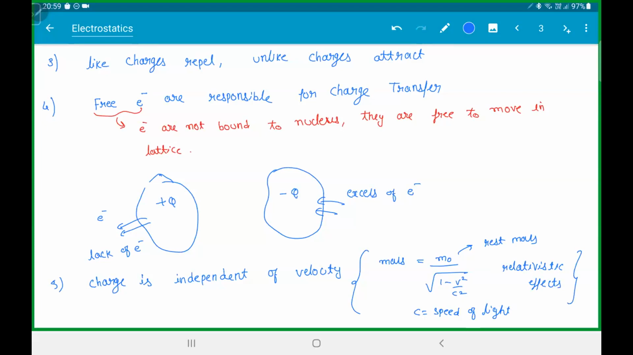Have a look at this point. Yes, the faster you go, the more mass you have. But if you see in this denominator, c is 3 into 10 power 8. So even if you go at a speed of 1000 kilometers per hour, it really won't make much difference. We are talking about speeds comparable to the speed of light. Then you will see a huge difference.